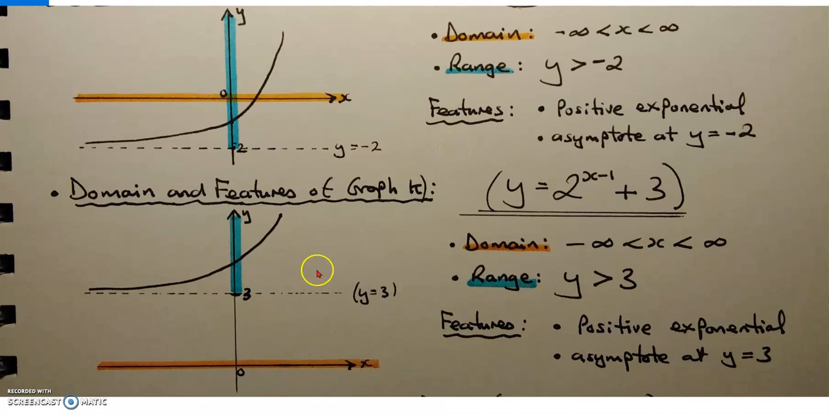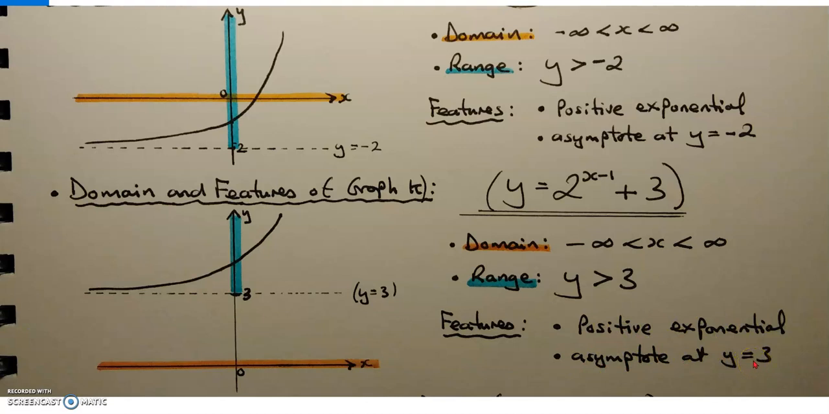This one here. Again, I've drawn it in, and you can see that the domain is going to be the entire values on the x-axis, and the range this time, y has to be greater than 3. Okay, the curve cannot cross this asymptote line, so it does not exist for y values below 3. So it only exists for y values which are greater than 3, and that's what we call the range. The features, again, it's a positive exponential, and there's an asymptote at y equals 3.